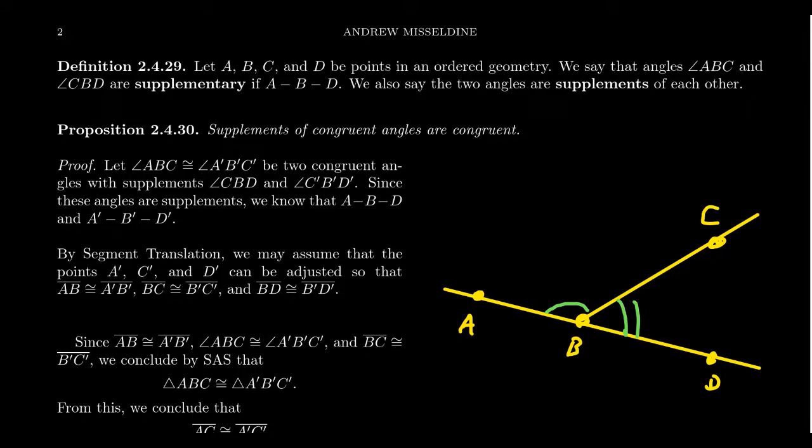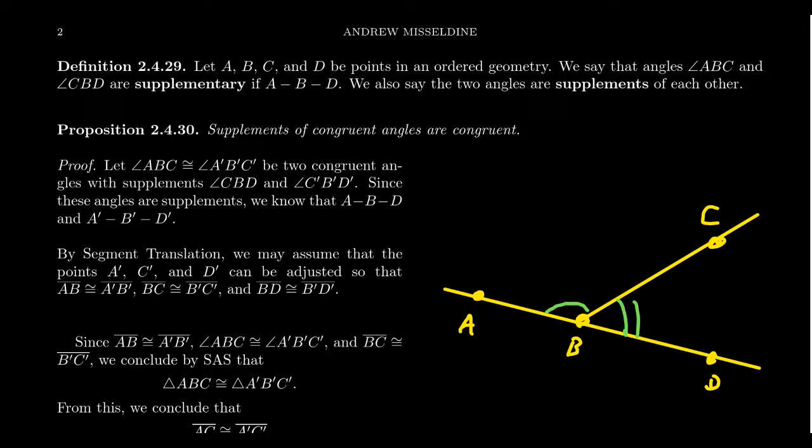So we should note that, intuitively, a supplementary angle means that when you add the two angles together, you get a flat angle. That is, you get a whole half plane, like so, because A, B, D follow on the same line. So we have this notion of a supplementary angle.